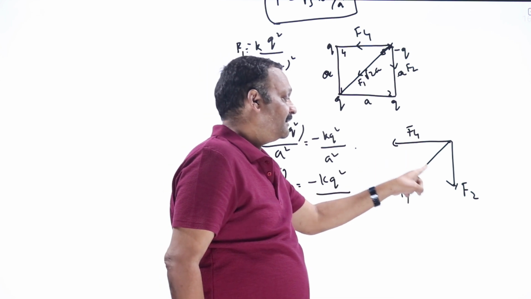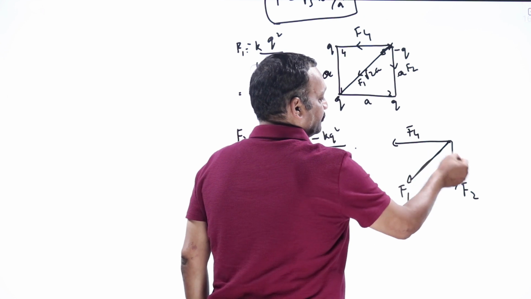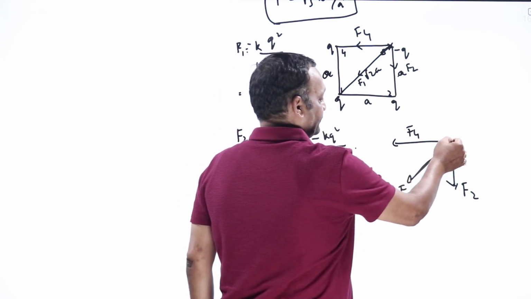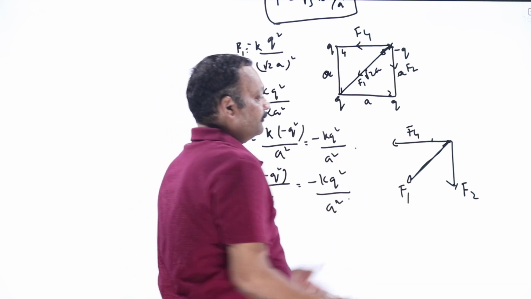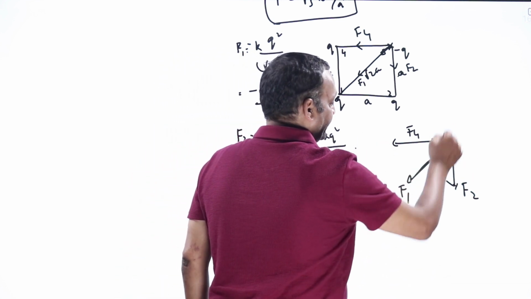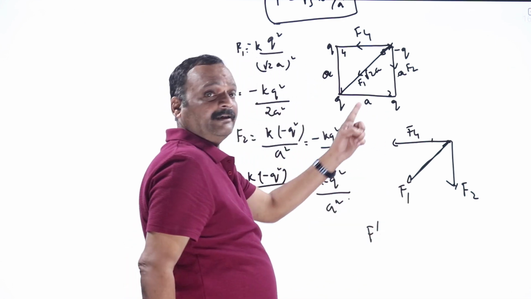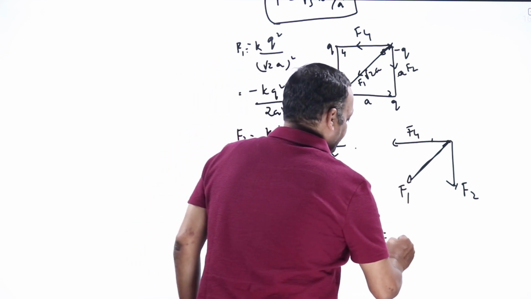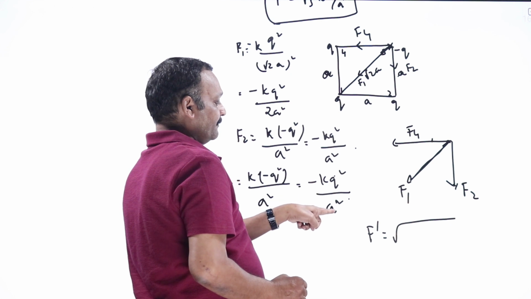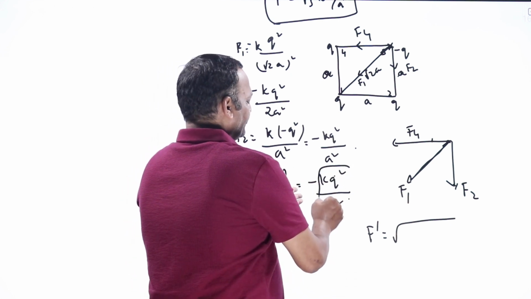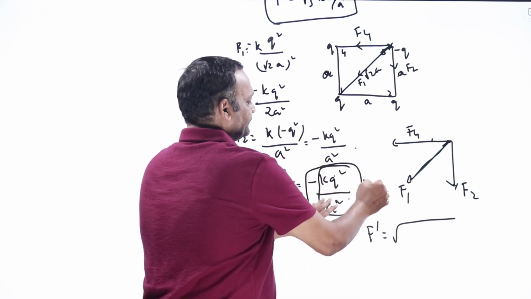So what is the resultant of these two equal forces? It will be a bisector of these two forces. The resultant bisects the angle between F2 and F4, which is 90 degrees. So the resultant force I'll call F dash. Resultant of F2 and F4, F dash, is the root of F2 square. Let us take this whole thing, minus K Q square by A square, as some x.